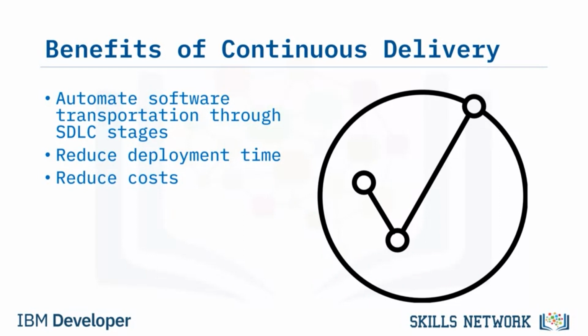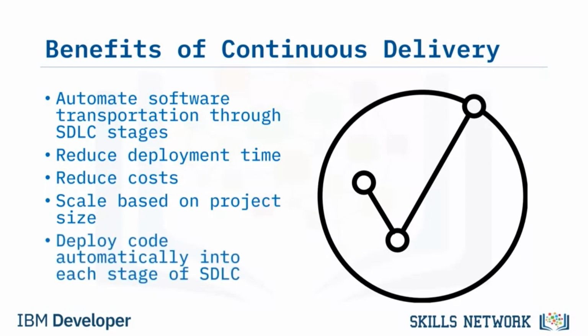This could be people costs, infrastructure costs, and the cost of lost time due to manual failures. Continuous delivery enables your development team to scale their software deployments based on the size of the project. And enabling you to deploy code automatically into the various stages of the software development lifecycle. Once you have deployed to the development environment without incident, and to the test environment and then the staging environment all without incident, the chances are pretty good that when you deploy to production, that will also be without incident.